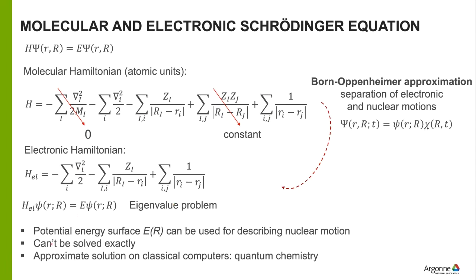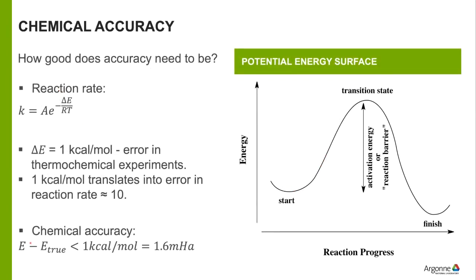And so when we talk about approximate solution, how close do we need to be to the real true energies to capture the important chemistry? So there's a term of chemical accuracy. When you have some reaction, so here you have potential energy of some system.